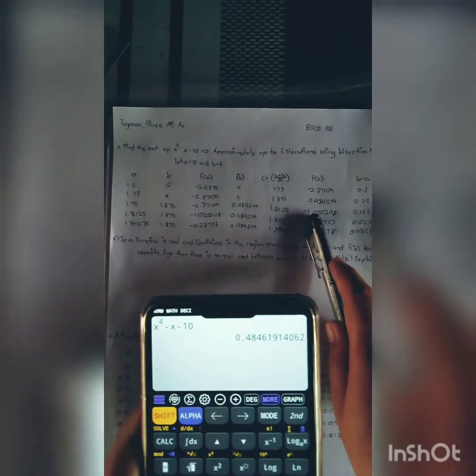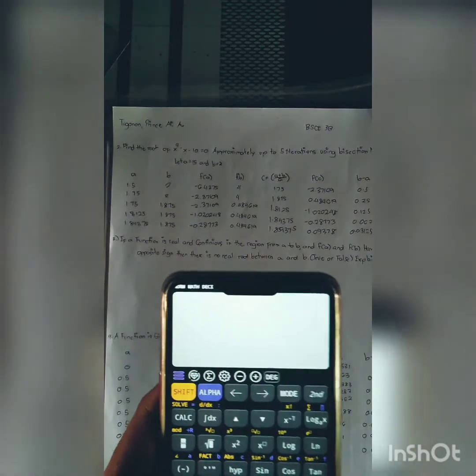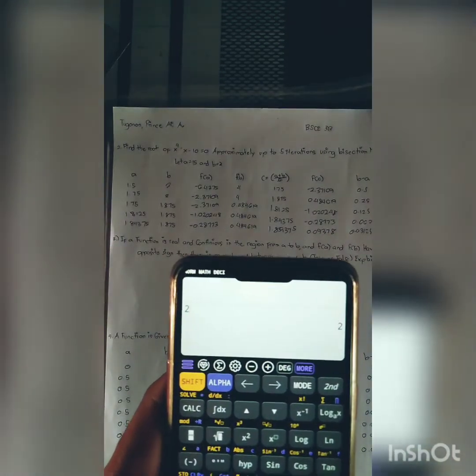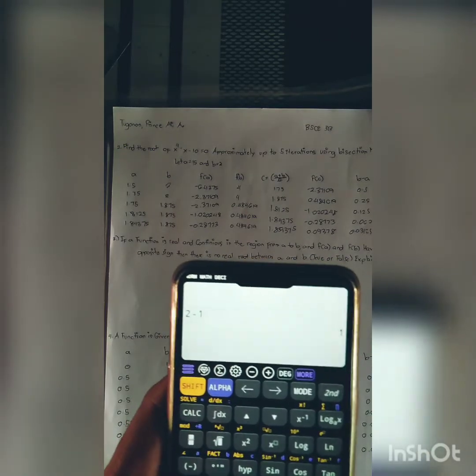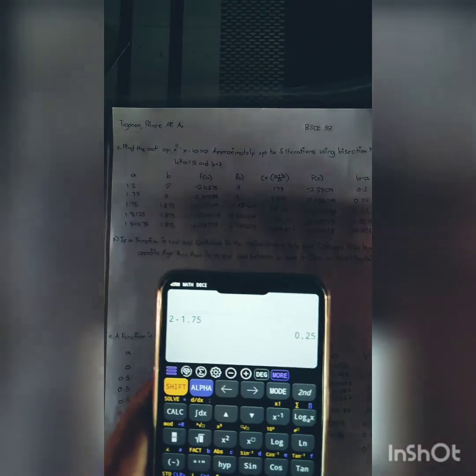0.484619. And last, b minus a, b 2 minus a 1.75. The answer is 0.25. This is the second iteration.